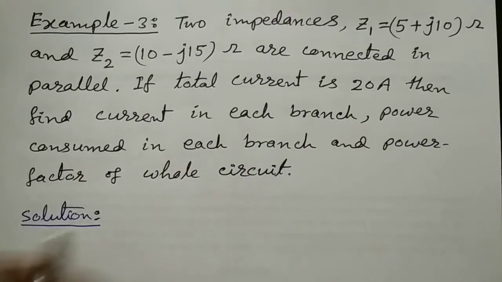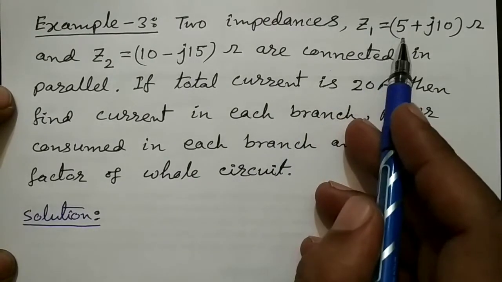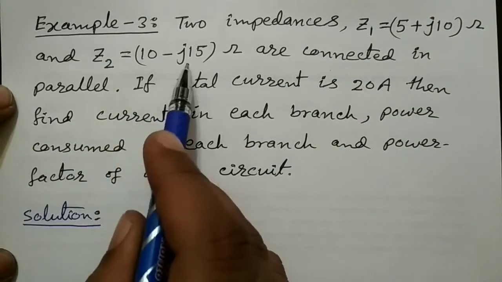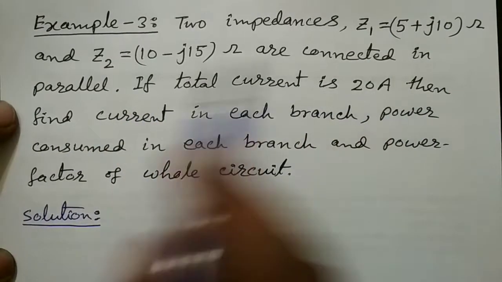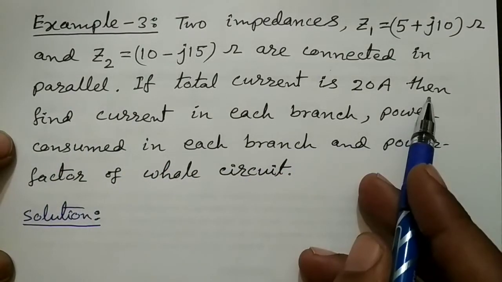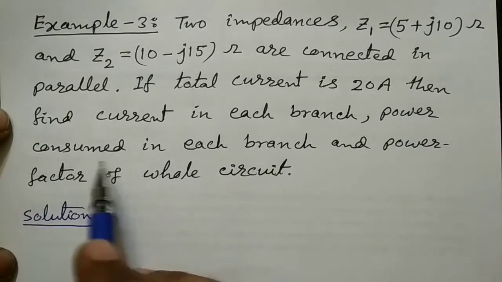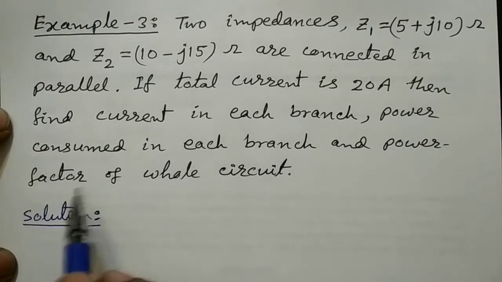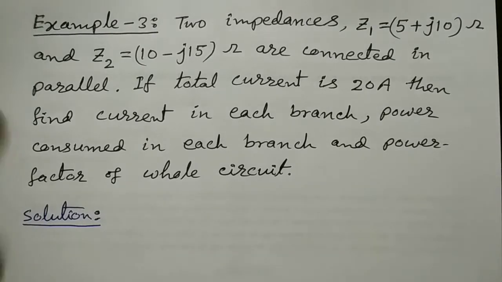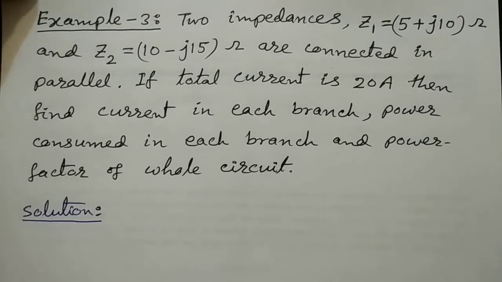Now see the third question. Two impedances Z1 is equal to 5 plus J10 ohms and Z2 is equal to 10 minus J15 ohms are connected in parallel. If total current is 20 ampere, then find the current in each branch, power consumed in each branch, and power factor of the whole circuit. It is a very interesting question. It is an example of parallel circuit.